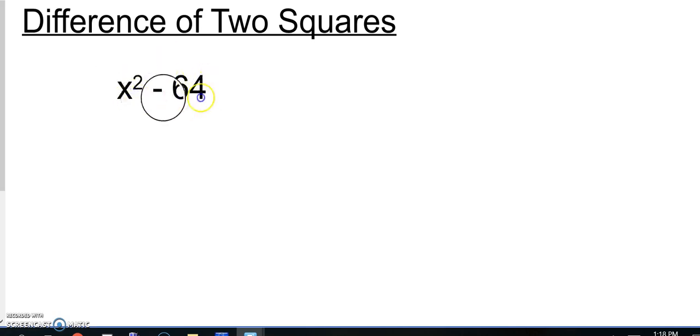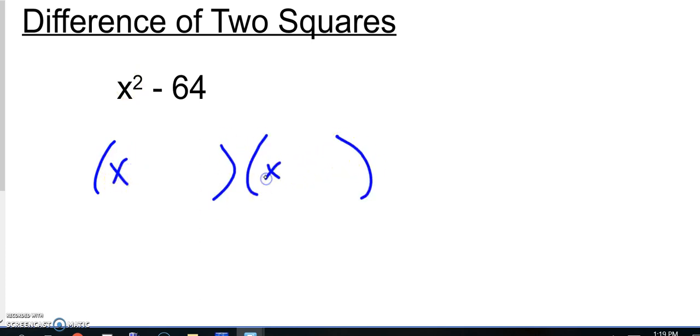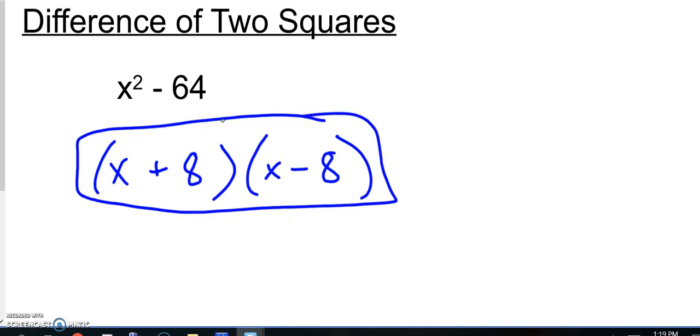So very creative name there, right? Whenever we have this case, we're just going to take the square root of x to the second, which is x, and the square root of 64, which is 8, and one's going to be positive and one's going to be negative. And that is how we're going to factor that. Whenever you notice that you have the difference of two squares, it's very simple. It's just going to be the square root of each term, with a plus and a minus as your symbols. And it doesn't matter what order you go in. I could have also written x minus 8 times x plus 8.